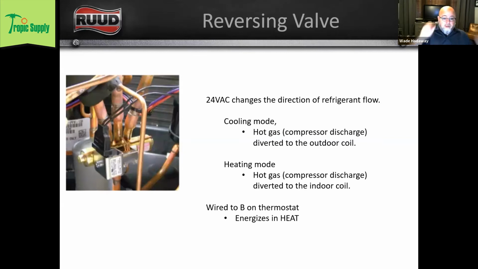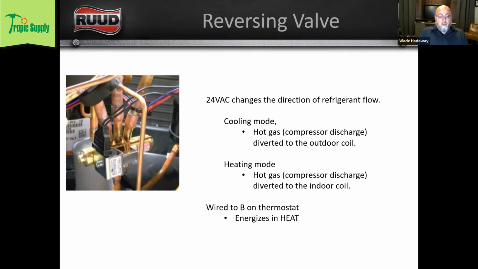So the reversing valve is a valve that changes the flow of the refrigerant through the system, right? It's powered by a 24-volt solenoid that controls a pilot valve, and I'll go into that in a little more depth in another slide or two. In cooling mode, it directs the hot gas, or the compressor discharge line, to the outdoor coil, right? So in cooling mode, our outdoor coil is our condenser.